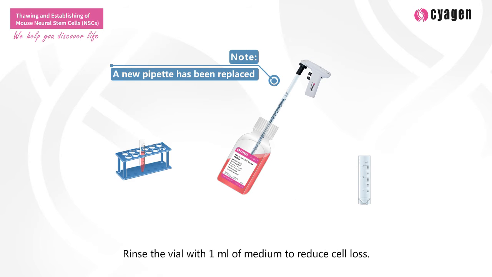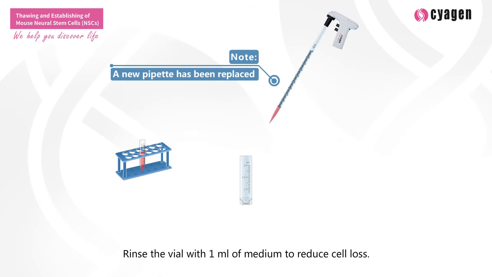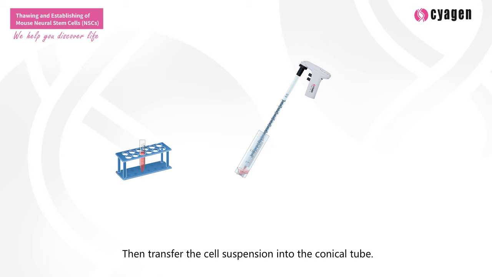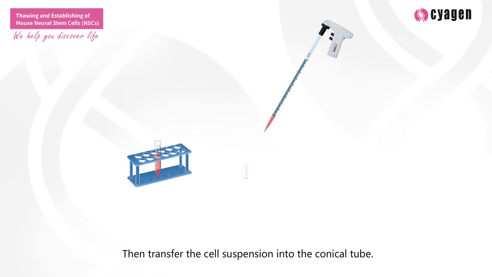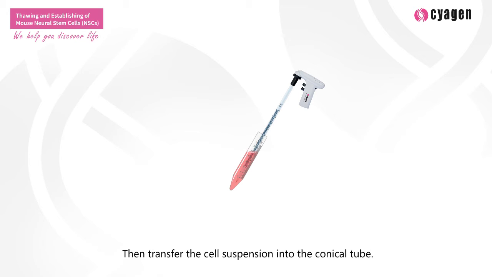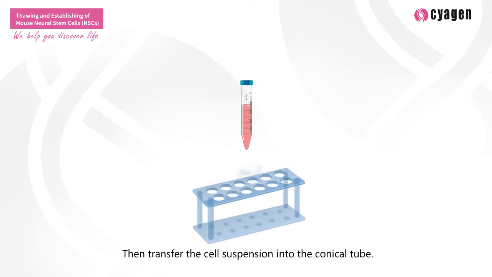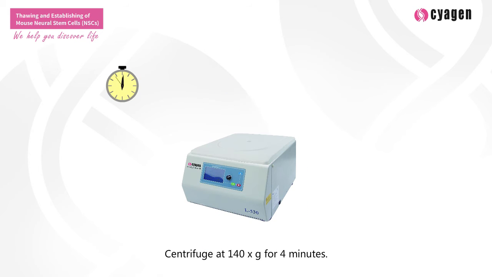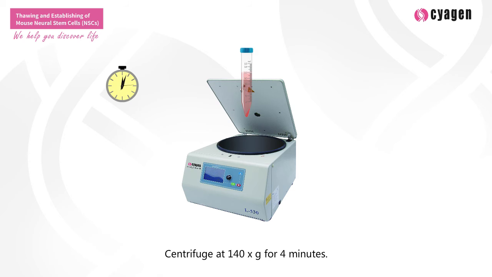Rinse the vial with 1 ml of medium to reduce cell loss. Then transfer the cell suspension into the conical tube. Centrifuge at 140 times g for 4 minutes.